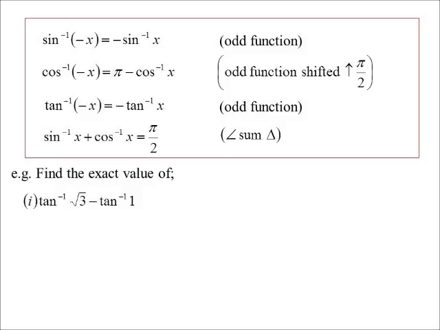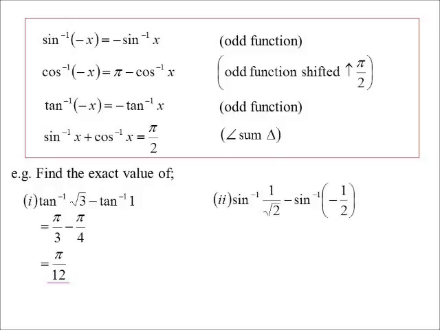Find the exact value without using calculators. Oh. We're talking about an angle. So we're saying which angle is root 3? It's one of our exact ones. Pi on 3. Pi on 3 minus pi on 4 equals pi on 12. Inverse sine of 1 on root 2 is pi on 4.